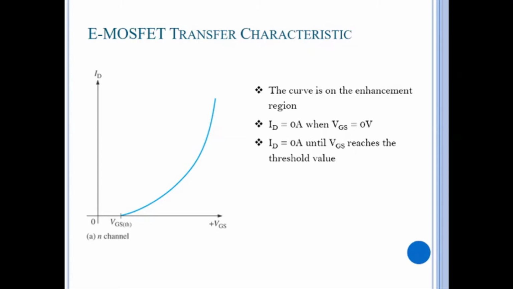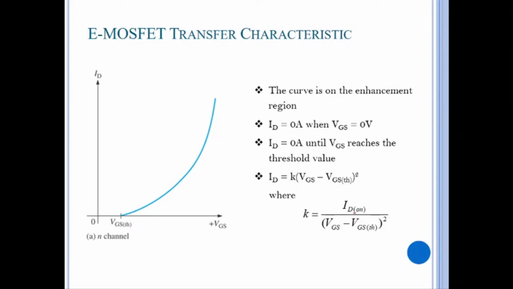As explained in the previous slide, the drain current is 0 when VGS is 0, and it stays 0 until VGS reaches the threshold voltage. Above the threshold voltage, the drain current can be expressed by this equation: ID equals K times (VGS minus VGSTH) squared. K is a constant related to the device's physical parameters. It is usually given by the manufacturer, or if you have the transfer characteristic, K can be calculated using values from the graph.